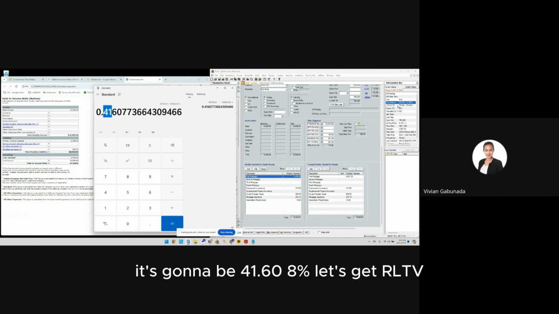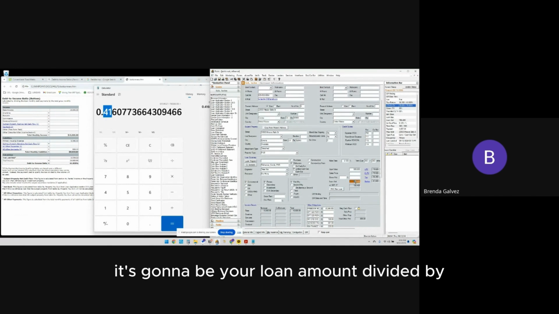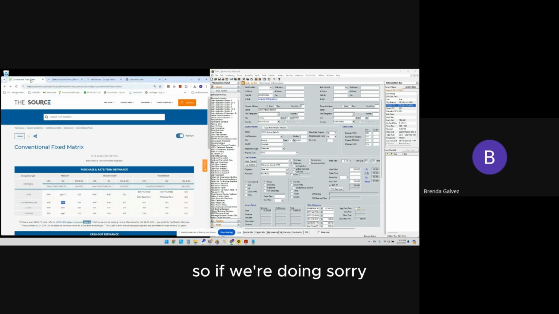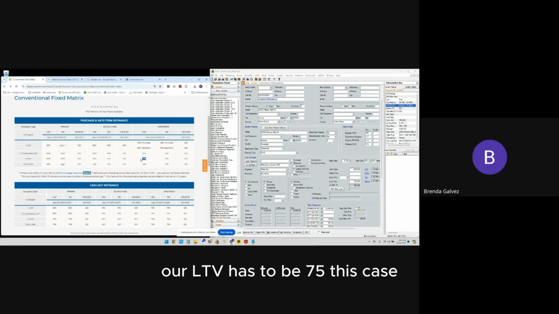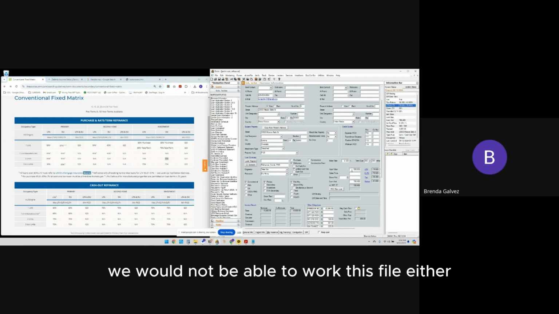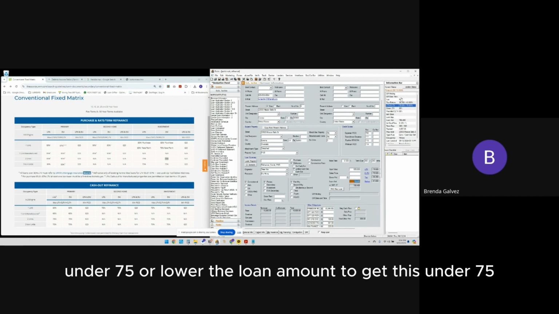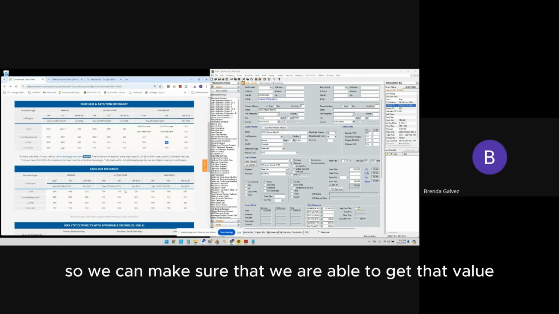That's good. Our LTV is going to be your loan to value. So in this case, it's going to be your loan amount divided by the appraisal value. Correct. That's going to give you this percentage. So if we're doing an investment on a 2-unit, right, our LTV has to be 75. In this case, because our LTV is at 79, we would not be able to work this file either. We need to increase the value to get this under 75 or lower the loan amount to get this under 75. So if we're increasing, we always want to do a value check so we can make sure that we are able to get that value.